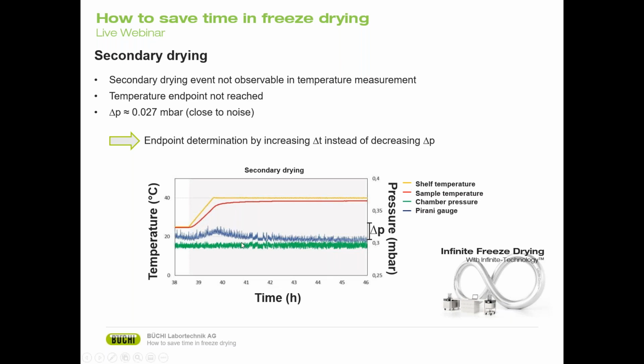This is probably because it was not placed properly in the solid sample. So this also shows an additional advantage of the whole comparative pressure measurement, because of course you have a new variable you can look at that tells you more about the freeze drying cycle. So it's not just an endpoint determination technique.